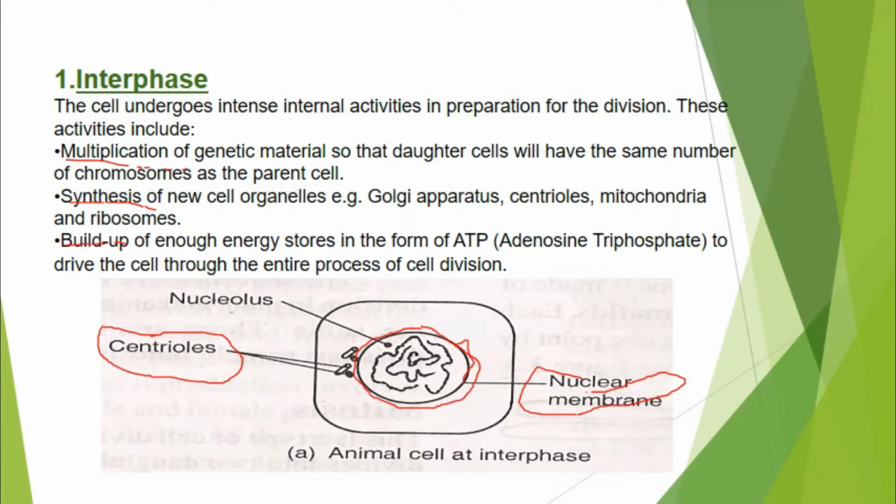So this is now an illustration of an animal cell at an interphase stage. You see here you have the nuclear membrane. Within the nuclear membrane you have the nucleus here. You have the centrioles.